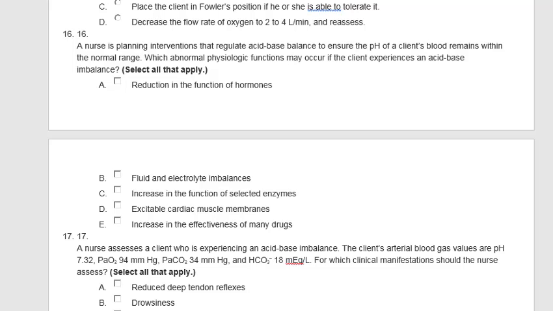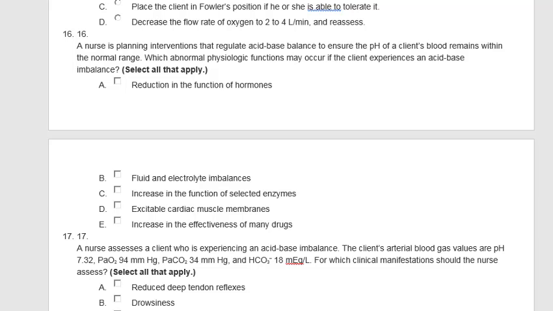Fluid and electrolytes, again, remember we said the potassium and the hydrogen relationship there. Excitable cardiac muscle membranes. I guess if you have a pH imbalance, if you have the potassiums out of range, then yeah, you can have excitable cardiac muscle. An increase in the effectiveness of many drugs. Yes, if that pH is out of range, the drugs can become less effective or more effective.